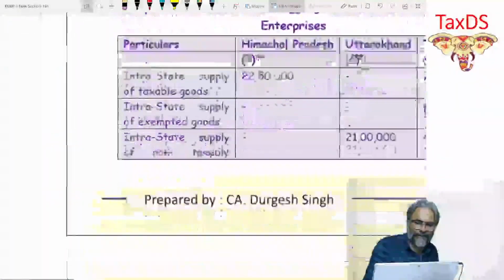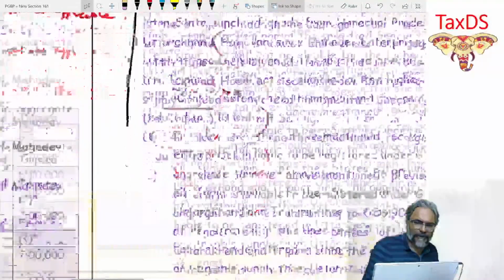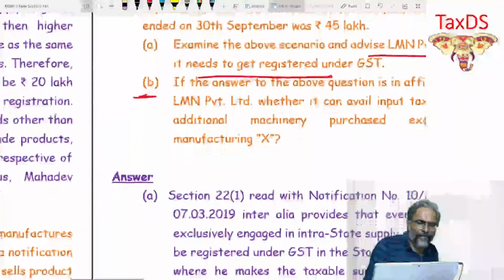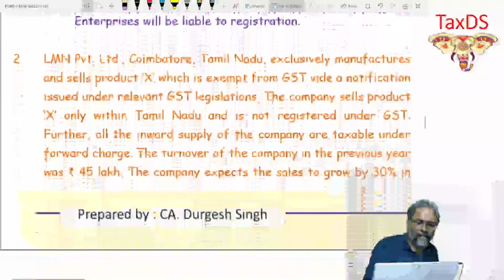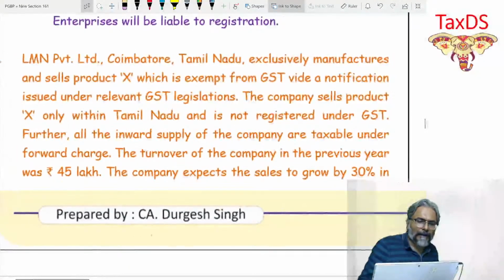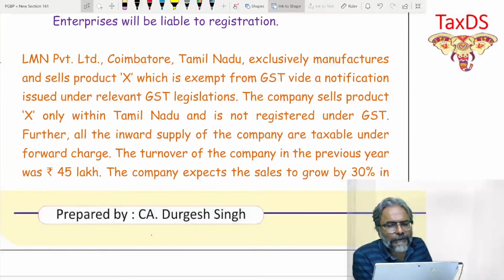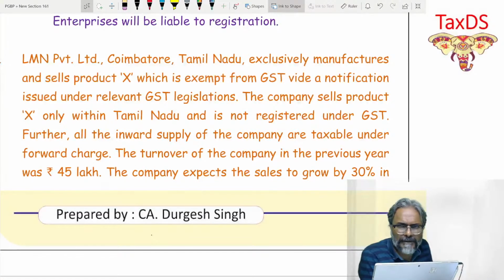Now we go, students, to the next part of the question. Second question. LMN Private Limited, Coimbatore, Tamil Nadu exclusively manufactures and sells product X, which is exempt from GST via notification issued under relevant GST legislation. So this is where, students, there is another, the second type of question. Let's first read it out, and you will also understand the nature of this question. The company sells product X only within Tamil Nadu and is not registered under the GST.